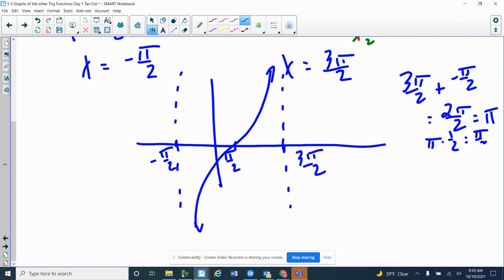A negative in front of the whole function, that always flips. I remember the parabolas. If you have x squared, you have a parabola. If you have negative x squared, that's a parabola that moves down. Same idea. That's what a negative does.